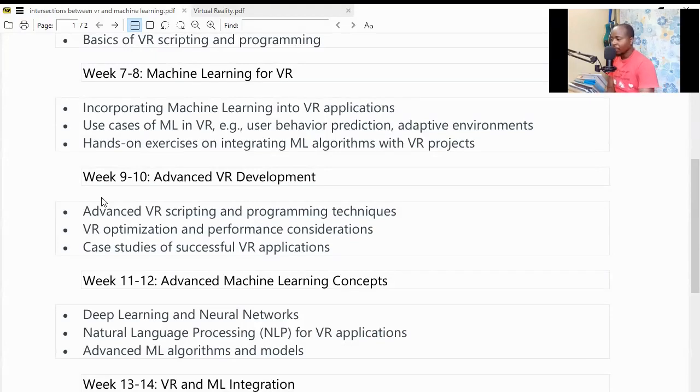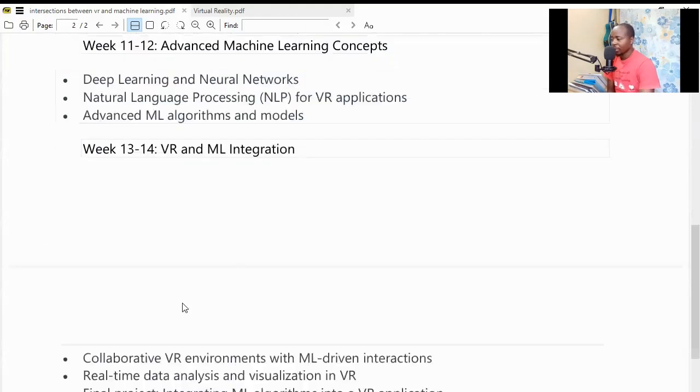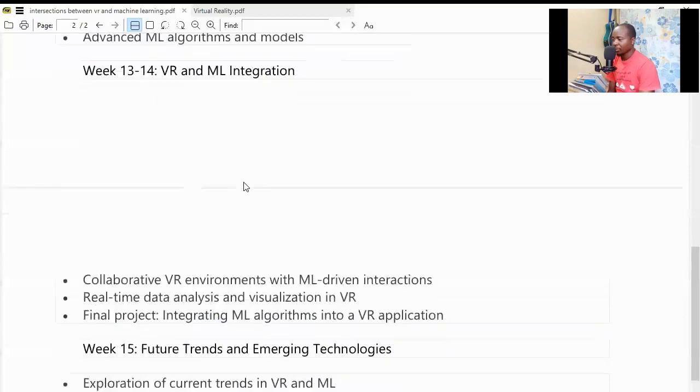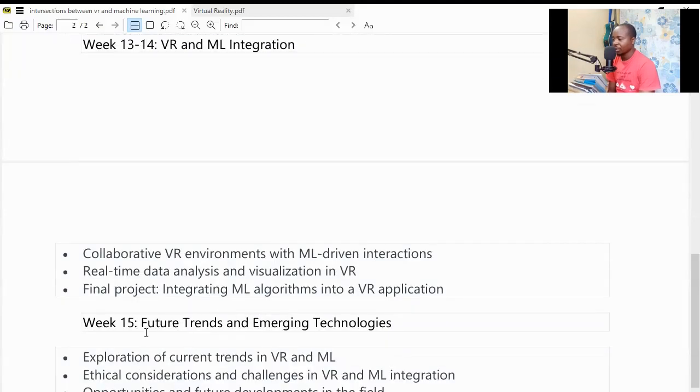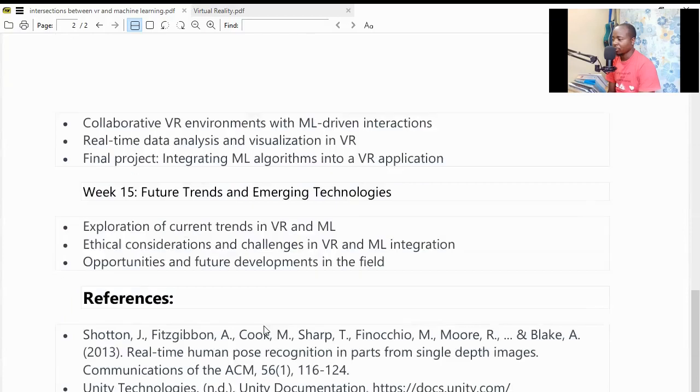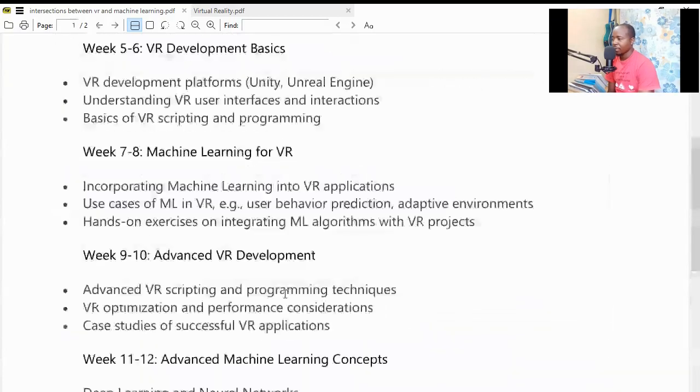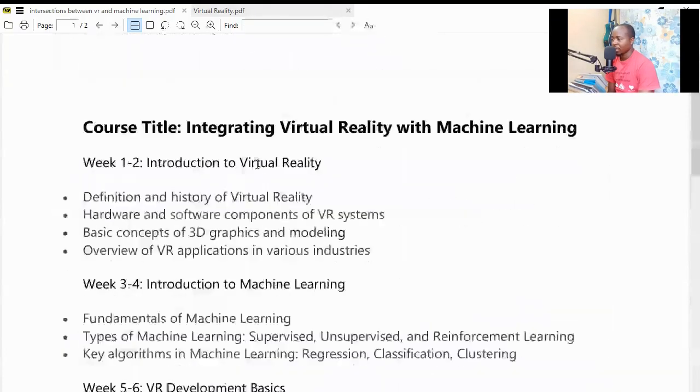And we are going to look at virtual reality and machine learning integration, and how it can be integrated. And lastly, we are going to look at future trends and emerging technologies. And that will mark the end of this.